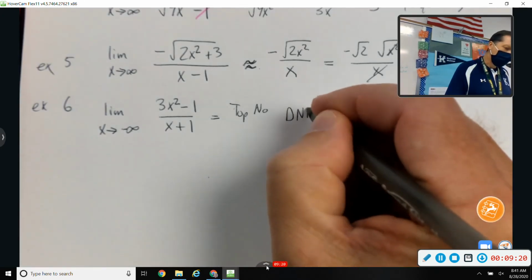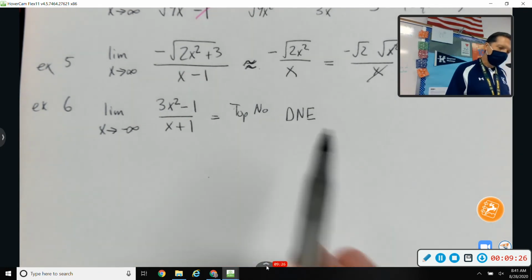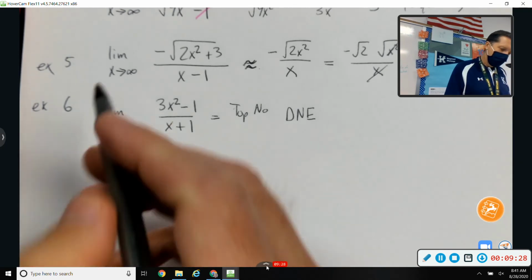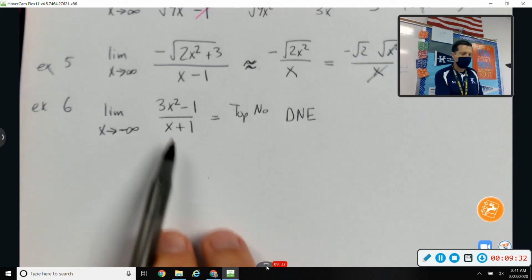But we want to be specific. It doesn't exist, but why doesn't it exist? And the question is, is it going to positive infinity or negative infinity? That's the only thing I'm worried about. The top clearly gets bigger than the bottom.